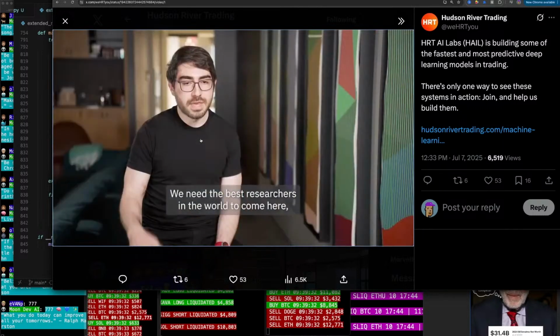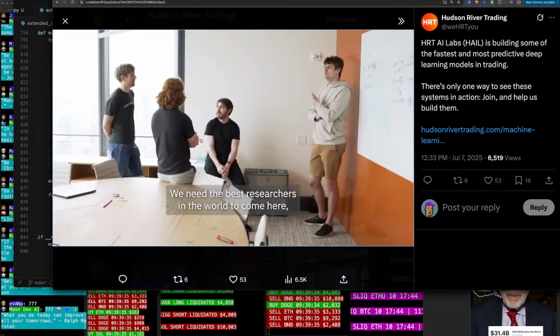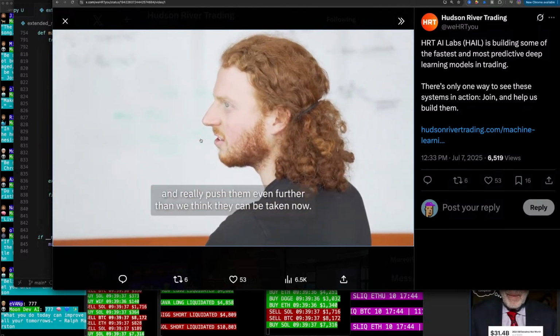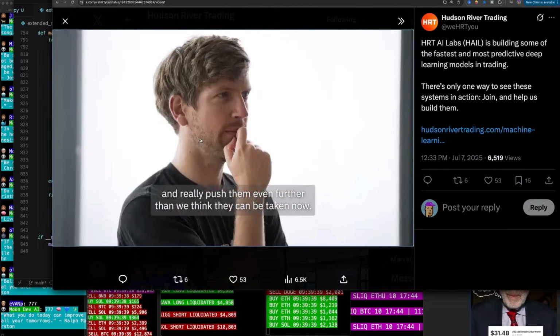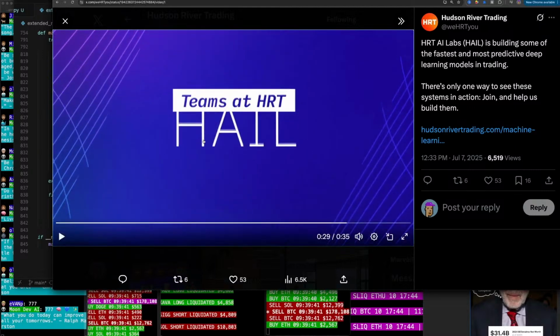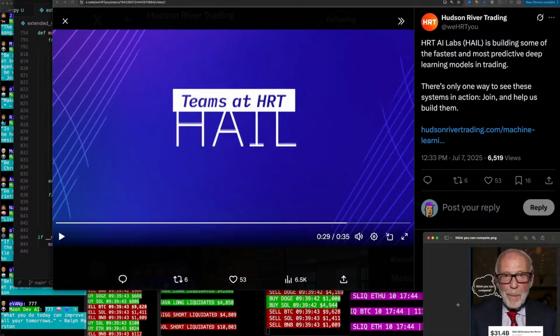We need like the best researchers in the world to come here, research our existing models, and really push them even further than we think they can be taken now. You just got to make your systems better and better because that's what everybody else is trying to do. That's what Jim Simons says. So let's just keep it locked.